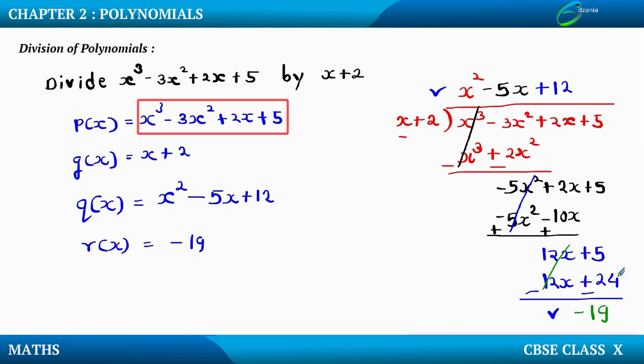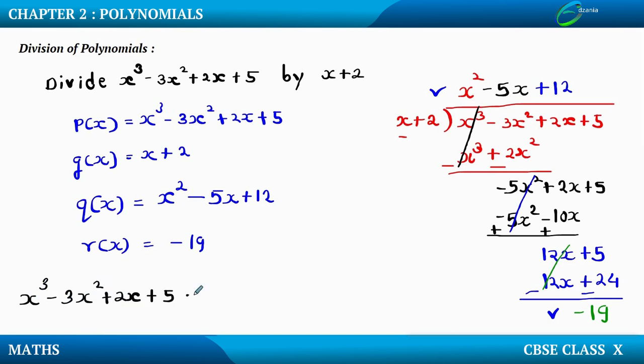So this is the dividend. So finally I can express that this dividend, that is x cube minus 3x square plus 2x plus 5, is equal to divisor. Divisor was x plus 2 into quotient. Quotient is x square minus 5x plus 12 plus remainder. So plus remainder is minus 19. So this is our final answer.